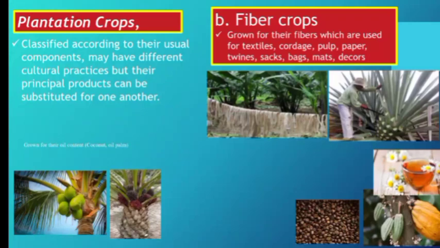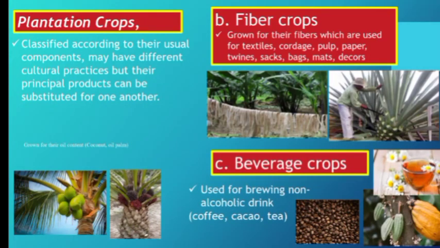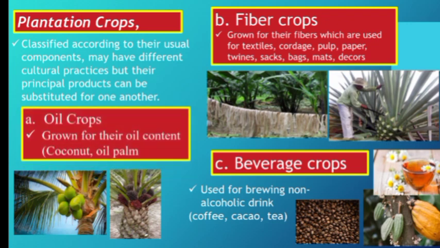Next, we have plantation crops, which are classified according to their usual components and may have different cultural practices, but their principal products can be substituted for one another. First, we have oil crops, which are grown for their oil content, like coconut for copra and oil palm for the palm oil. Second, fiber crops.